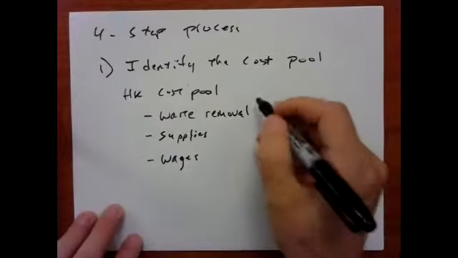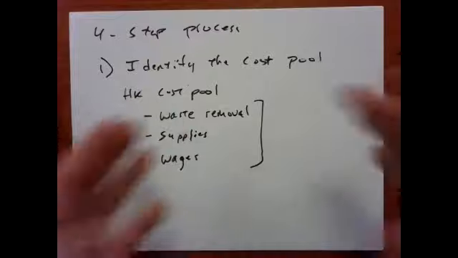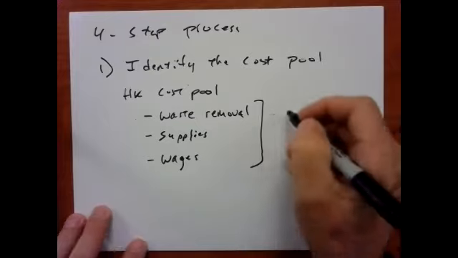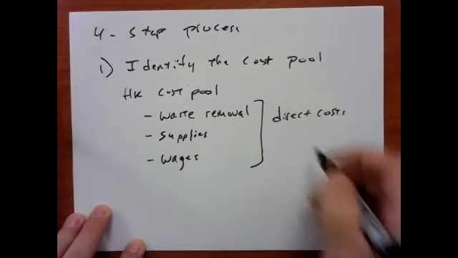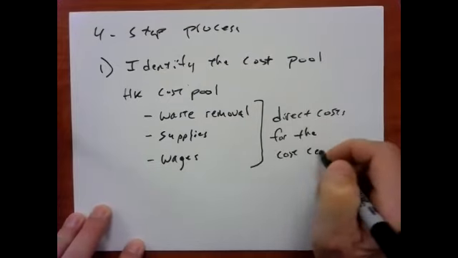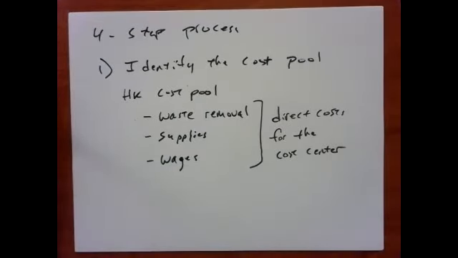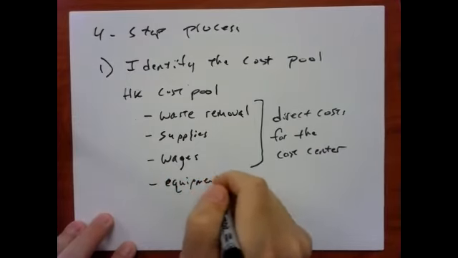So, housekeeping pool, right, is a pool. Pool meaning you're dumping everything together into one pot or pool, right? Are all of the direct costs for the cost center. Okay. So all the direct costs, all the things that are paid for by housekeeping, and that would include wages, supplies, equipment too, right?